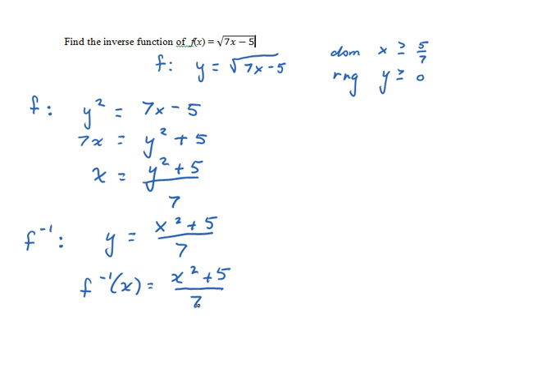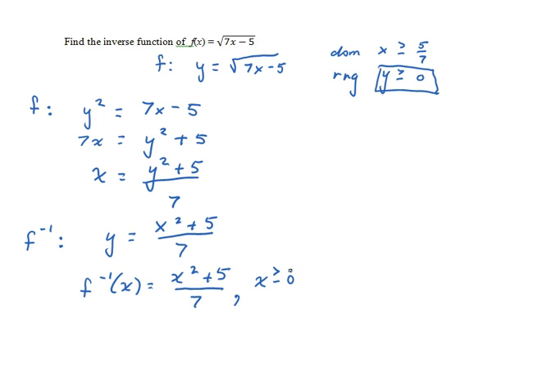But be careful here. F inverse of x looks like it's going to be a parabola when it's graphed, and that's not a one-to-one function. So we must remember that since the range of the f was y greater than or equal to 0, the domain for f inverse has to be x greater than or equal to 0. So this will just be the right-hand side of this parabola.